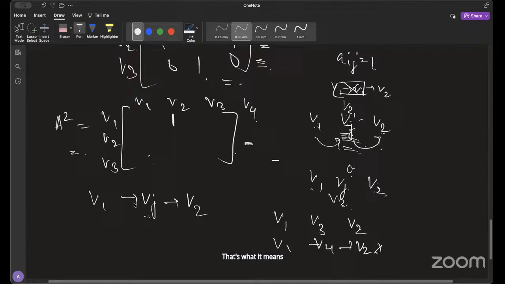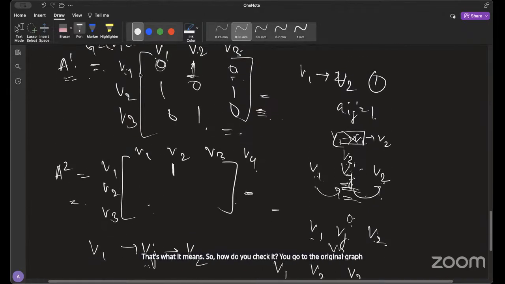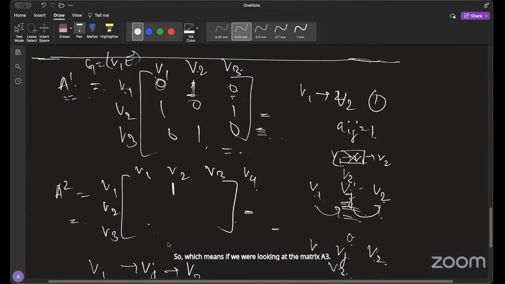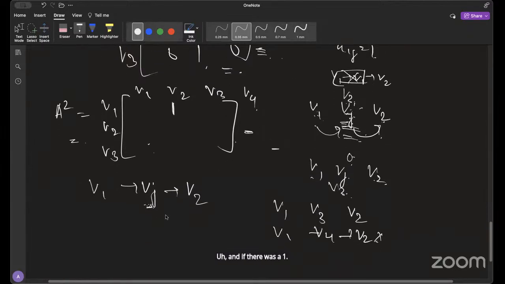So how do you check it? You go to the original graph, you see if you can go from V1 to V3 and then to V2. Because V3 is the only possibility that you can have here, right? You can't have a V1 here, you can't have a V2 here. So if we were looking at the matrix A3 and if there was a 1 against V1, V2, which means there were two edges between V1 and V2, is it? Yes, yes. We'll go to that later. It's this thing there.